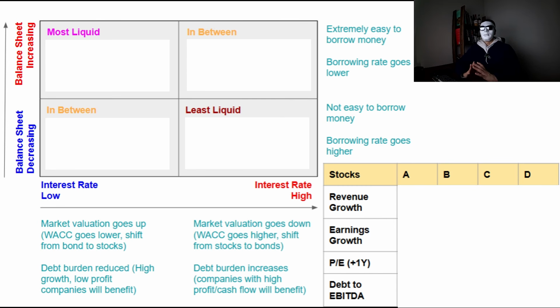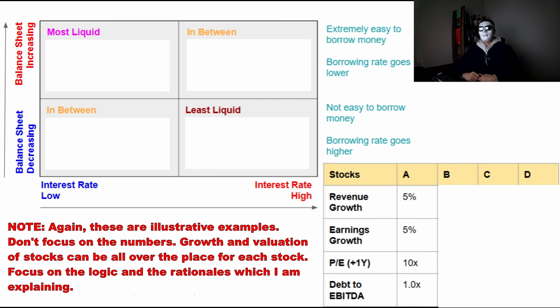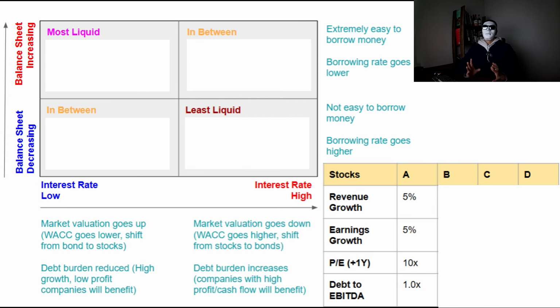Okay, so starting with Company A, let's assume that Company A has revenue growth of 5%, earnings growth of 5%, price to earnings ratio of 10x, and debt to EBITDA ratio of 1 times. So basically, Company A has humble revenue and earnings growth, but is trading at a very low valuation of 10 times price to earnings ratio, and its debt to EBITDA is at 1 times, which means the company has almost no debt. So the Company A is very stable company with little growth and no debt.